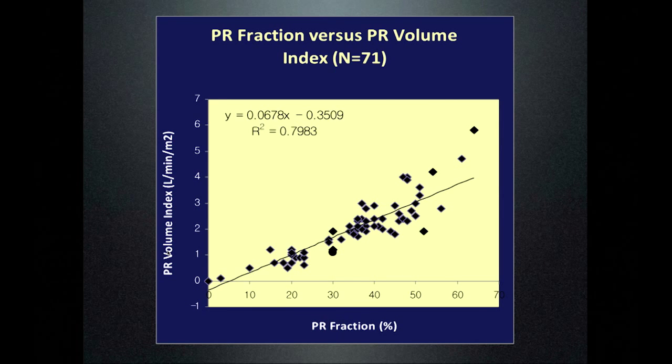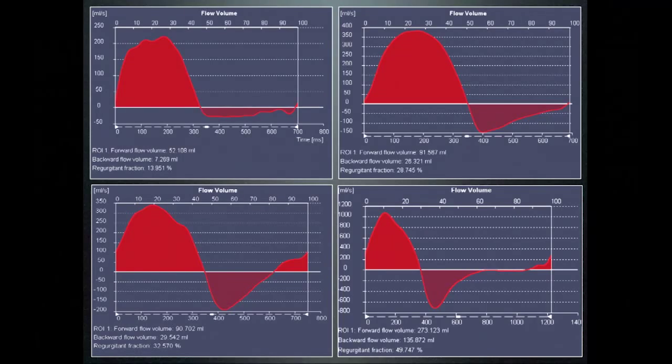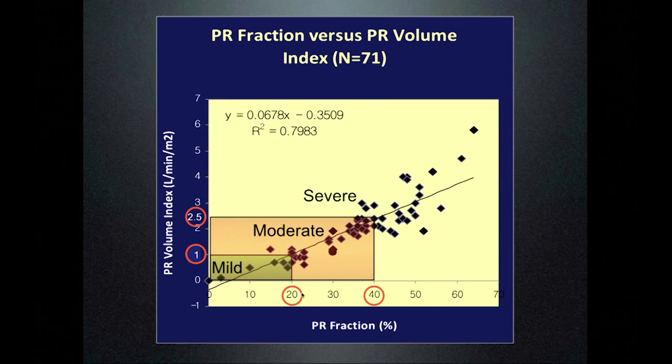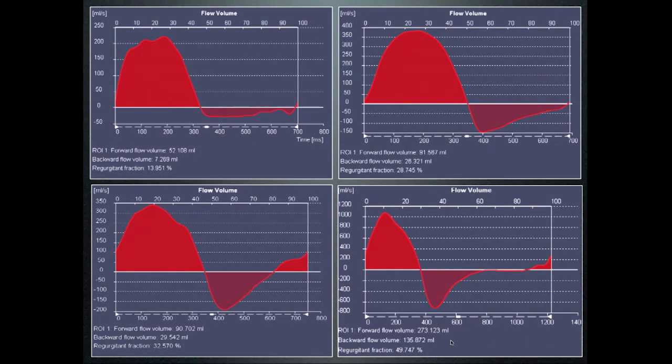But anyway, from this curve we have our own criteria. In terms of pulmonary regurgitant fraction, below 20%, and pulmonary regurgitant volume below 1 liter per minute per square meter of body surface area, we call mild pulmonary regurgitation. Between 20 to 40% and 1 to 2.5 liters, we call moderate, and above that we call severe. Okay. So it is worthwhile to look at pulmonary regurgitation in a different way.